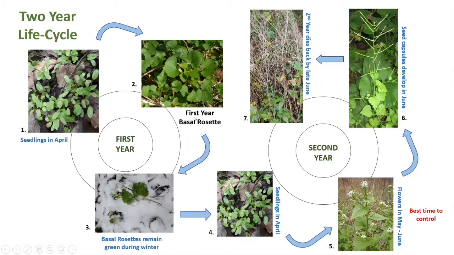The basal rosettes then remain photosynthetically active into fall and winter, which gives them a competitive advantage in the spring as they have an early head start to growth. The following year, the plants go into flower in May to early June and then go to seed.